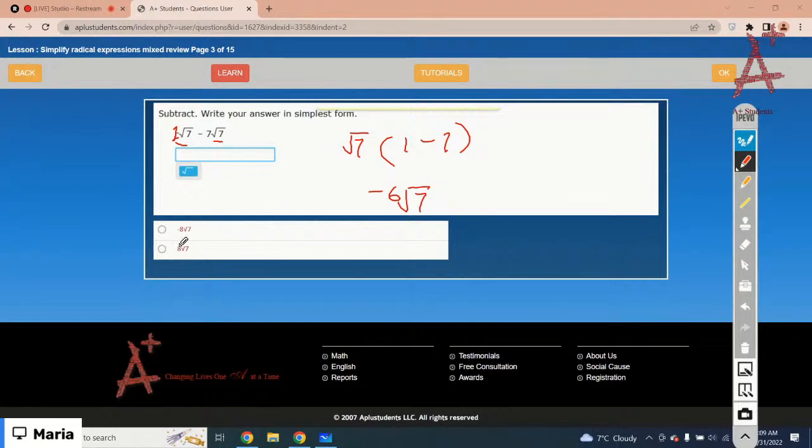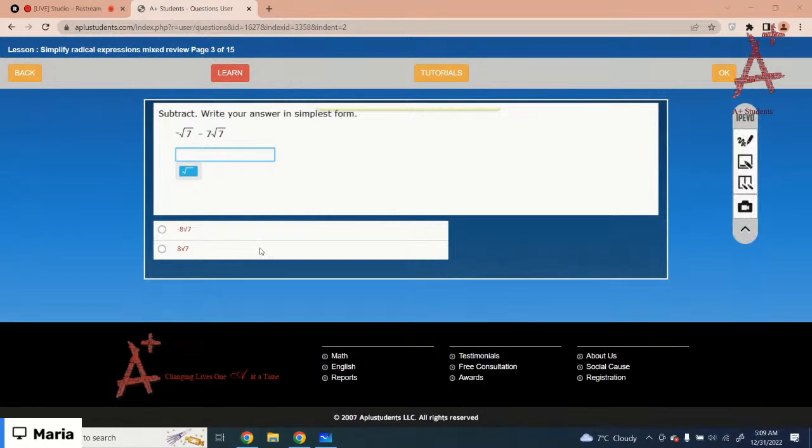But you are not given the correct option. The correct option is negative 6 square root 7, because 1 take away 7 is negative 6. So you can select any option because you are not given the correct option.